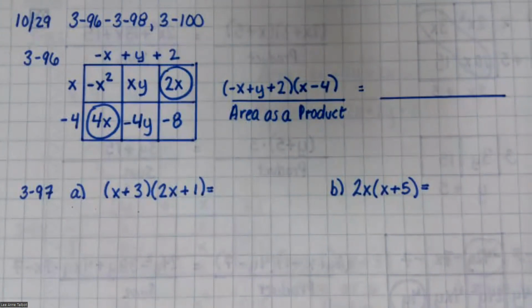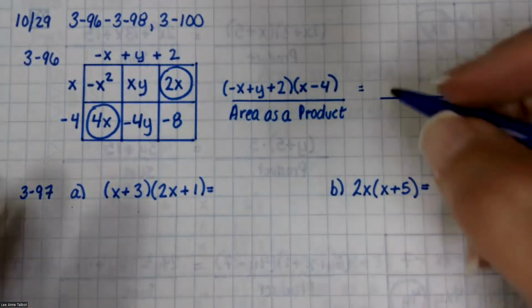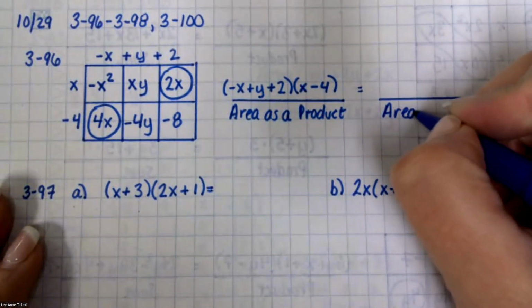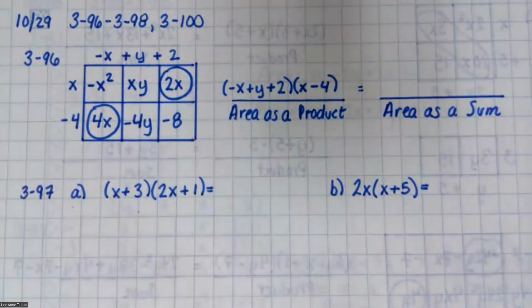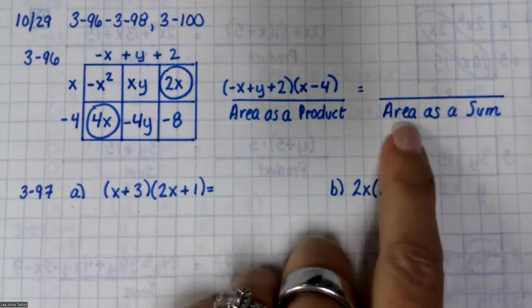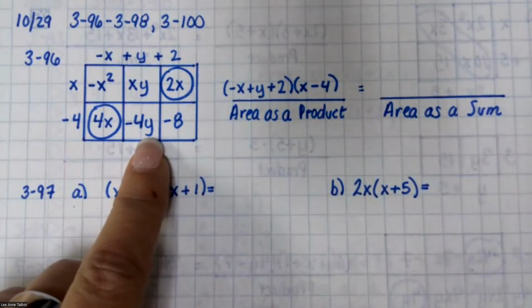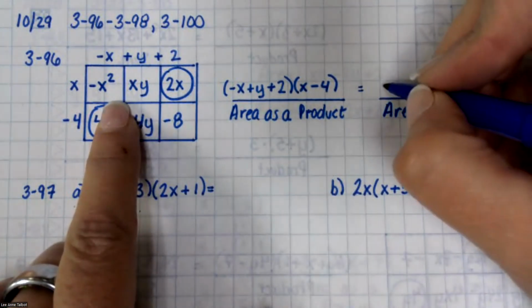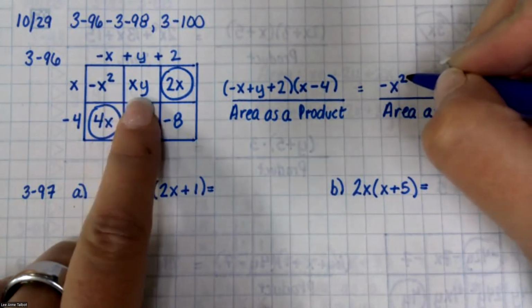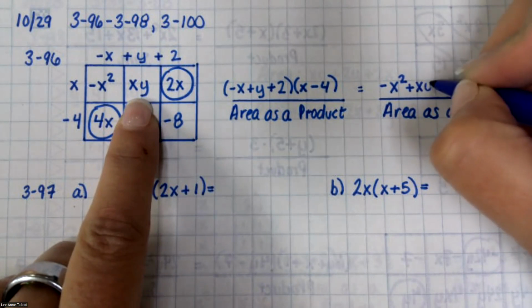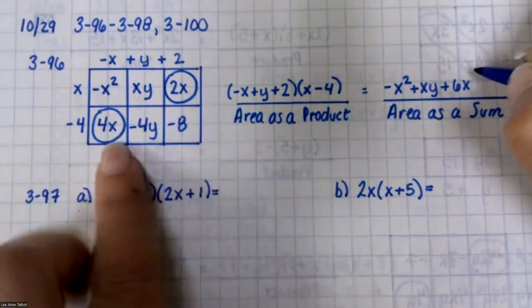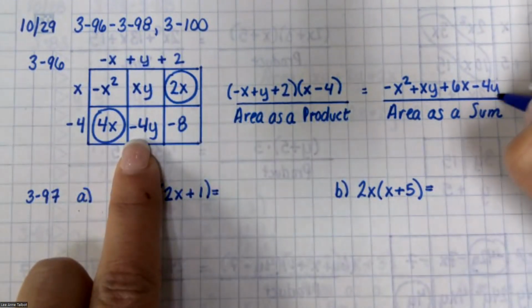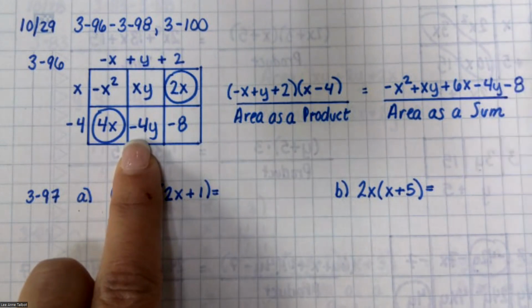Okay. Now, area as a sum is the next bit. And this is where we're going to add together all of the pieces and combine like terms. Negative x squared plus xy plus 6x minus 4y minus 8.